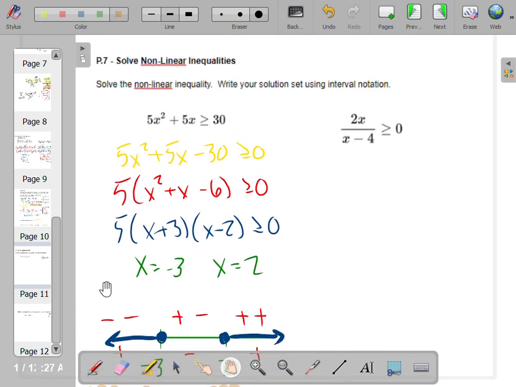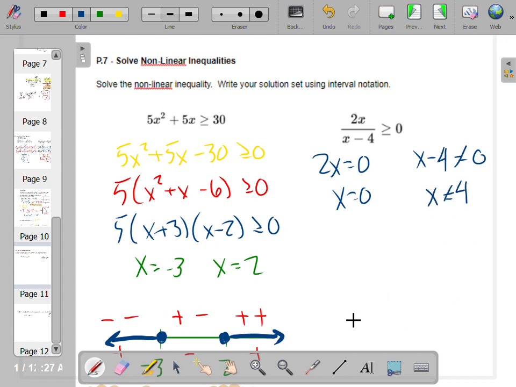When it's a fraction, it's kind of the same game. You find your zeros, 2x equals 0, so you set the numerator equal to 0. That's when x equals 0. But you also have a rational, so you have to know when the denominator is 0 and say, well, wait a minute, you can't set this equal to 0 because then you would divide by 0. So x cannot equal 4.